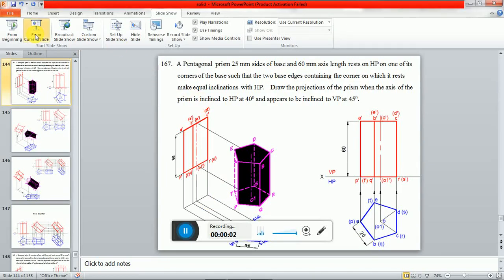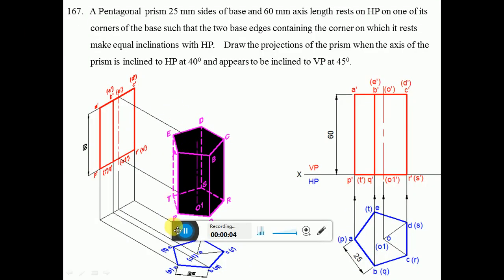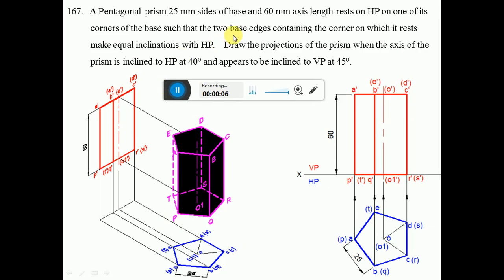A pentagonal prism of 25 mm sides of base and 60 mm axis length rests on HP on one of its corners of the base such that the two base edges containing the corner on which it rests make equal inclinations with HP. Draw the projections of the prism when the axis of the prism is inclined to HP at 40 degrees and appears to be inclined to VP at 45 degrees.